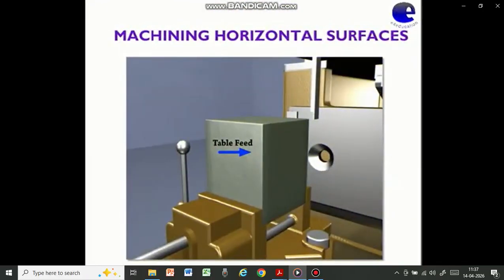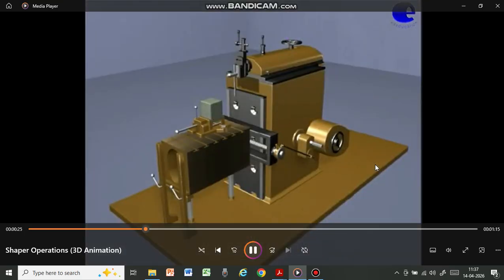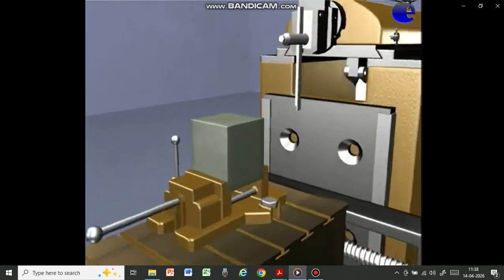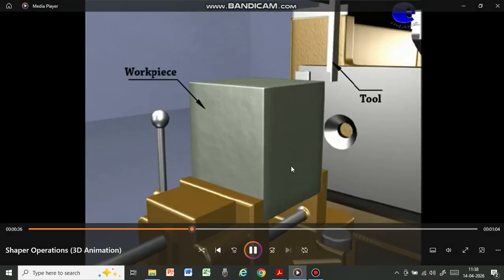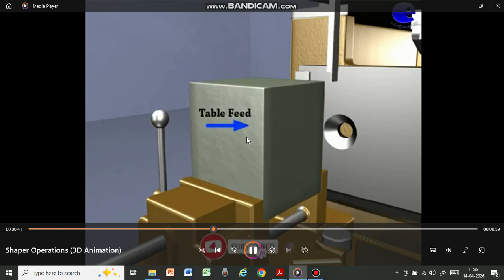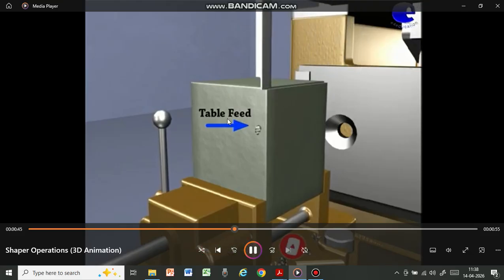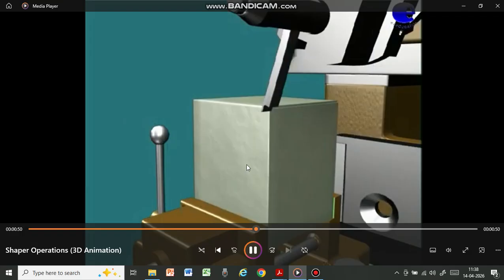Machining horizontal surfaces. In this video, we will discuss machining horizontal surfaces in the shaping machine. The 3D animation shows how horizontal surfaces are machined in the shaping machine. This is workpiece, this is tool, and this is the table feed. Now it is cutting, you see, one stroke, cutting stroke, then return stroke, and the job moves this side. You can see the job moving this side.